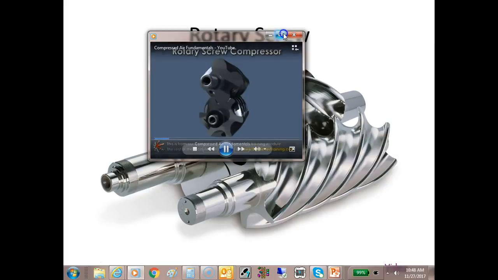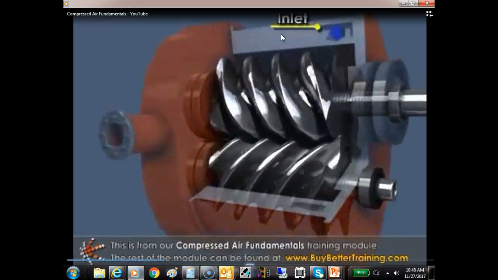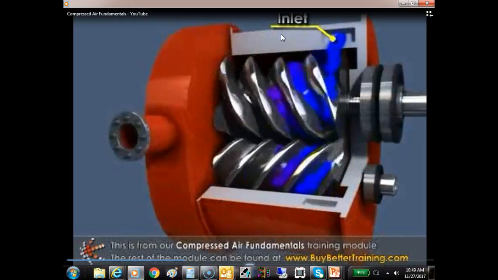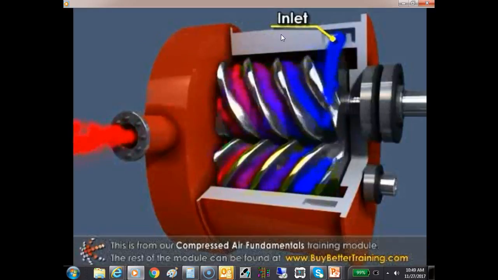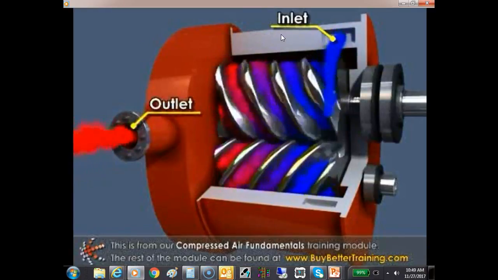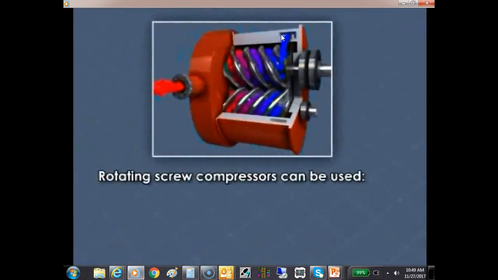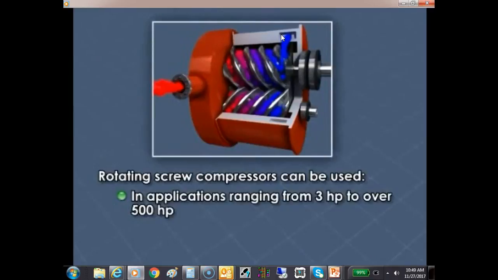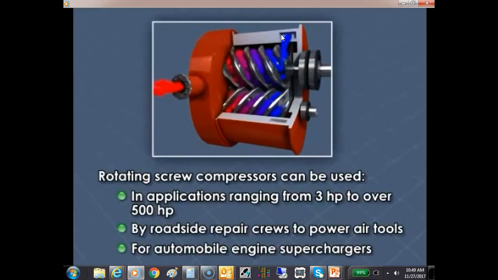Rotary screw compressors are also positive displacement machines. These compressors employ two rotating, interleaved helical screws, which capture air in a pocket between them. The space in which the air is trapped becomes smaller as it moves down the axis of the screw. The compressed air is discharged from the opposite end of the intake. Rotating screw compressors can be used in applications ranging from 3 horsepower to over 500 horsepower. They are commonly used by roadside repair crews to power air tools and are also used for automobile engine superchargers.